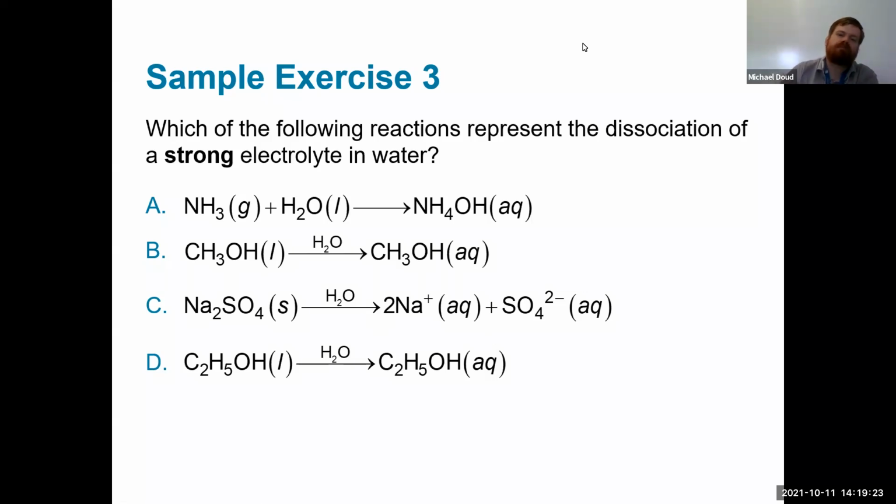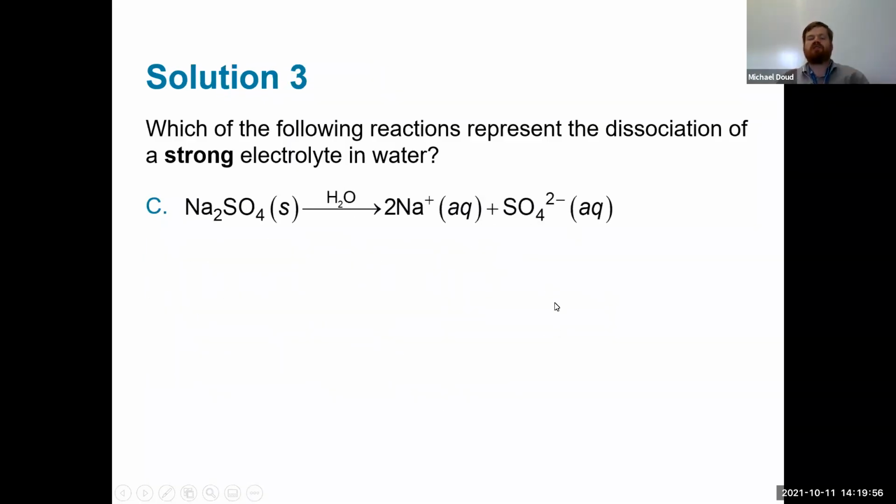Well, let's look it through. First, we have a combination reaction. Well, that's not a dissociation, right? Dissociation could look like a decomposition. Also, we don't form an ionic compound here, NH4OH. It doesn't really look like a dissociation of a strong electrolyte in water, so we can't really choose that one. Methanol liquid goes to methanol aqueous. There are no ions in the product, so it doesn't look like a strong electrolyte to me. Sodium sulfate dissociates into 2 sodium ions and 1 sulfate ion. This is a strong electrolyte here. And then finally, ethanol down here looks the same as methanol. So the correct answer is C, sodium sulfate.